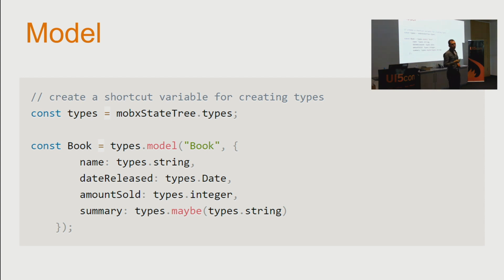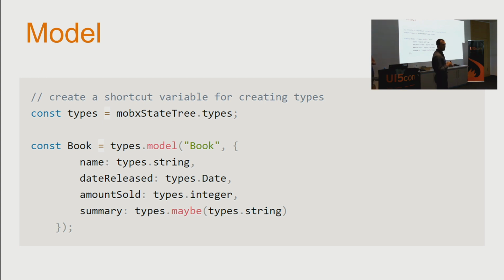So let me introduce you to some key concepts in MobX State Tree. The most basic thing you do is you create a model. So no more MobX observable and here's an object, but you say, okay, we will create a model. So we will define what is a book. What is a book for us? Okay, a book has 4 properties. It has a name, it has a date released property, it has an amount sold property, and it has a summary.